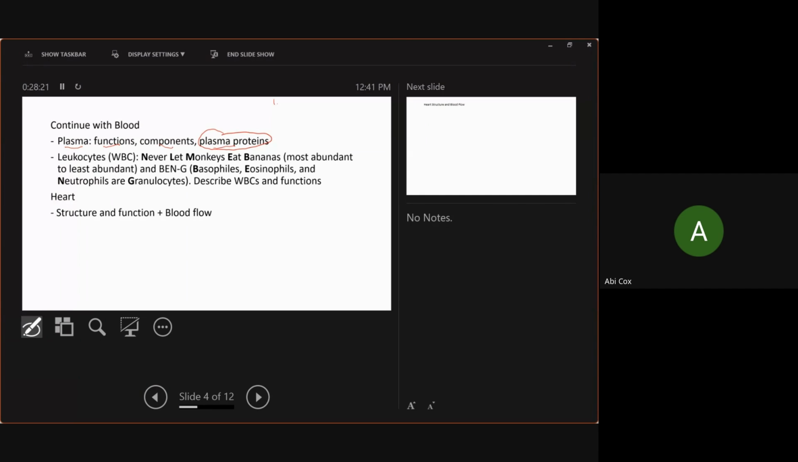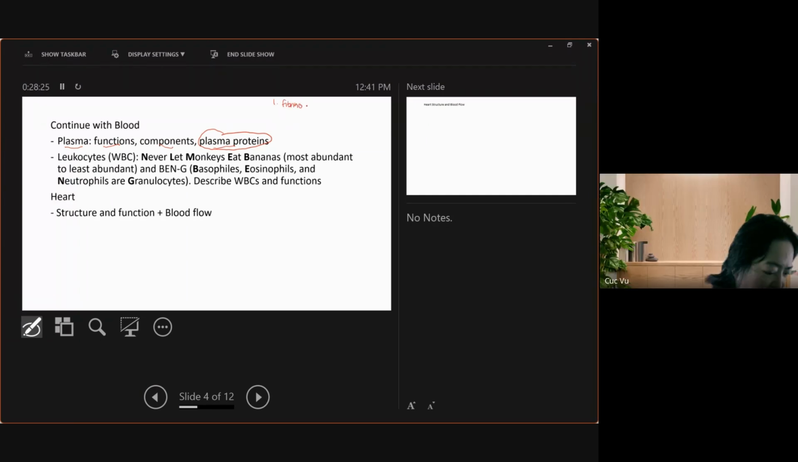The fibrinogen, the albumin, and the globulin. Yes, ma'am. I love how you just listed that like it was nothing. Fibrinogen, albumin, and all of you have to be able to do what she just did. And globulin.